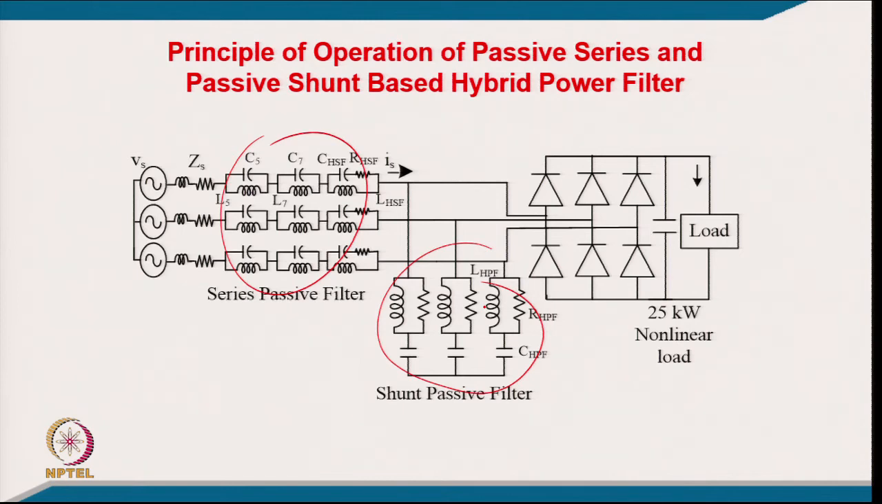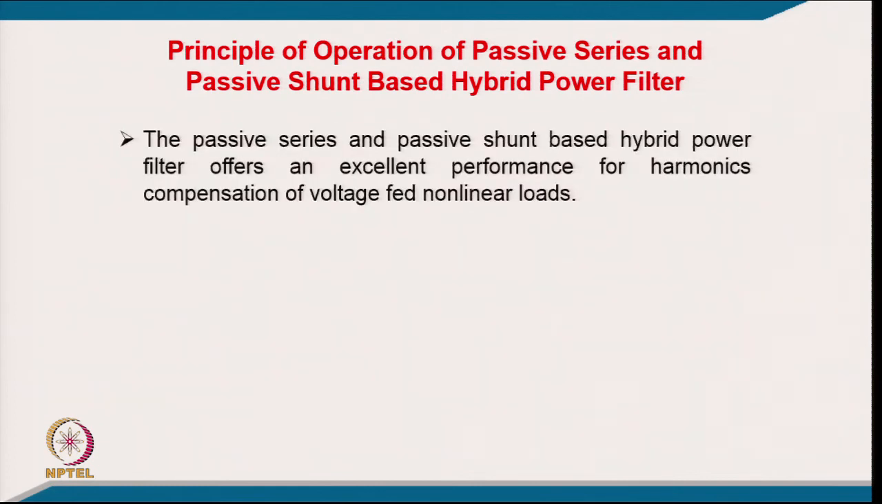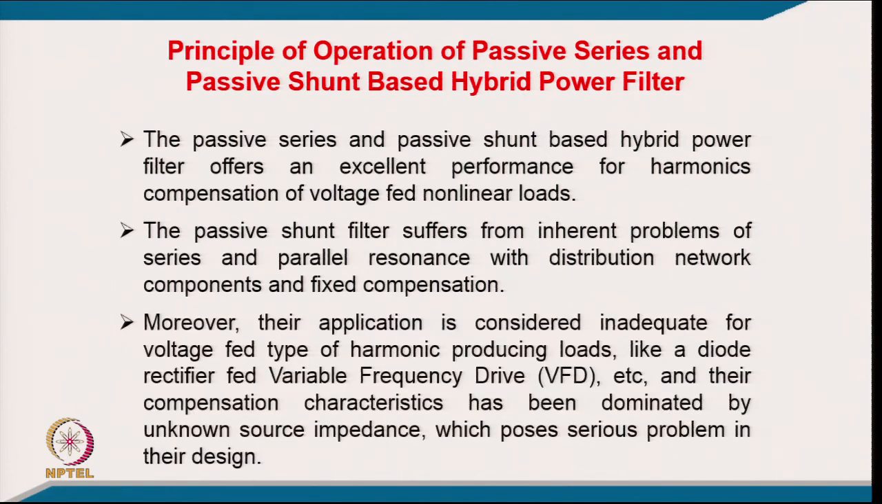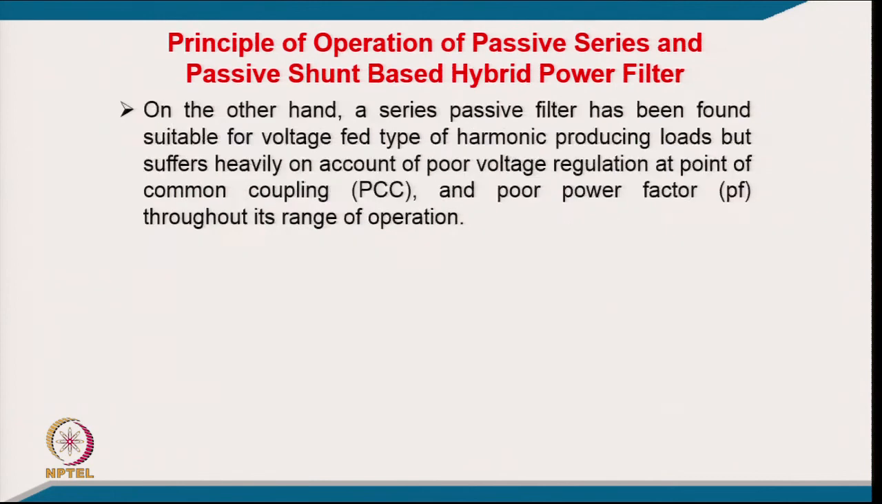So, it takes care of unity power factor on the supply by proper design. So, we look into the design properly, and the passive series and passive shunt based hybrid power filter offers excellent performance for harmonic compensation of voltage fed non-linear load, and the passive shunt filter suffers from the inherent problem of series and parallel resonance with distribution network components and fixed compensation. Moreover, their application is considered inadequate for the voltage fed kind of harmonic producing load like a diode rectifier fed variable frequency drive, and their compensation characteristic has been dominated by unknown source impedance, which poses a serious problem in their design.